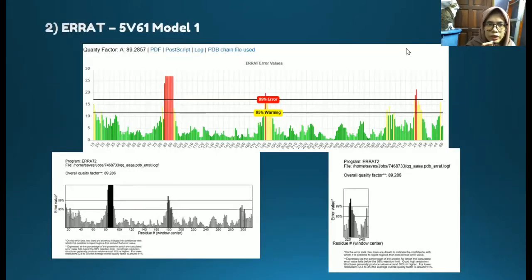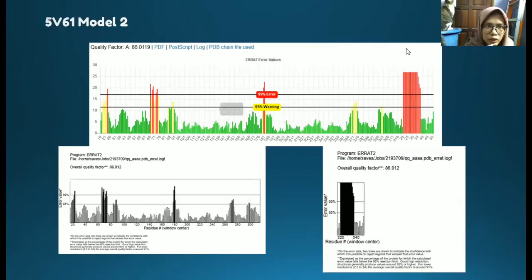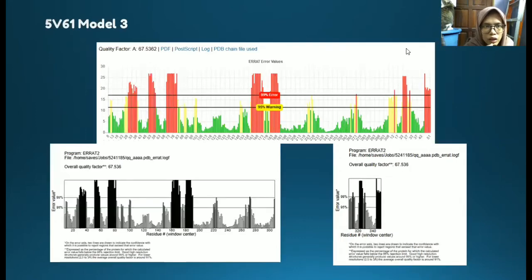The second software, which is ERRAT. Okay, for the 5V61 model 1, the quality factor obtained is 89.2857, which tells us that the result is very good and excellent. Okay, and for the 5V61 model 2, the quality factor obtained is 86.0119, which tells us that the result is moderately good and excellent. And for the 5V61 model 3, the quality factor obtained is 67.5362, which tells us that the result is not quite good because it is below 85%.